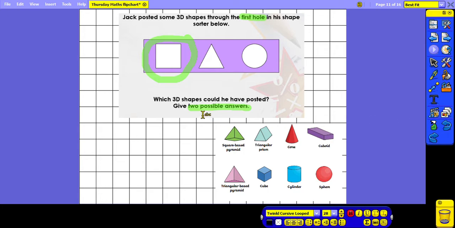So for a shape to fit through this hole, it needs to have a square face. So if we have a look here at some of our shapes, we know that a cube has square faces. So the cube would have fit through that first hole.